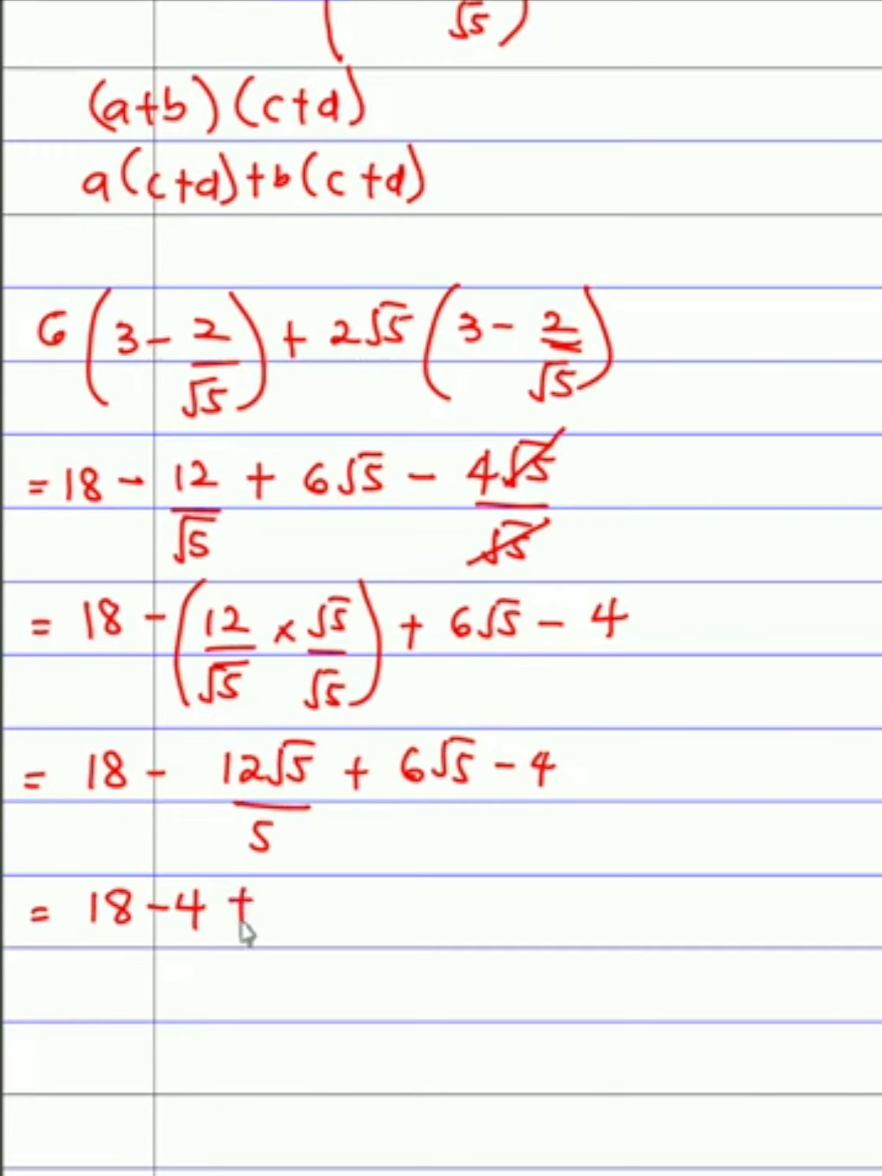plus 6 root 5 minus 12 root 5 over 5. Now 18 minus 4 gives us 14. 6 root 5 minus 12 root 5 over 5 gives us a value of 18 root 5 over 5. Very easy and simple. All too soon, we've come to the end of this particular question.